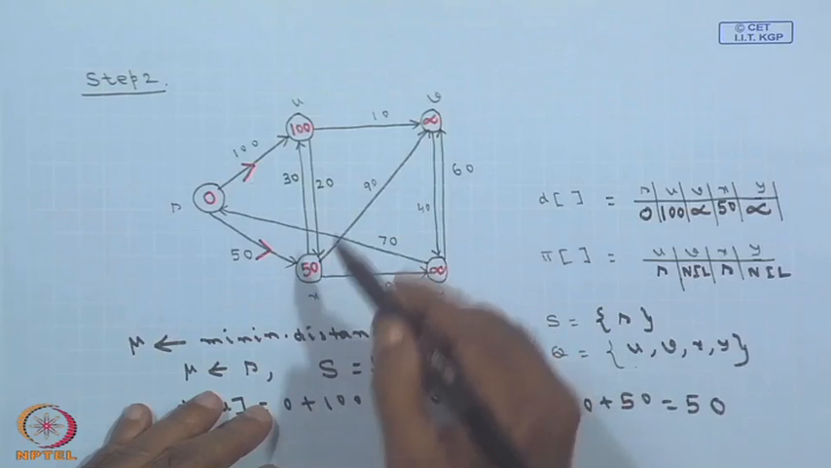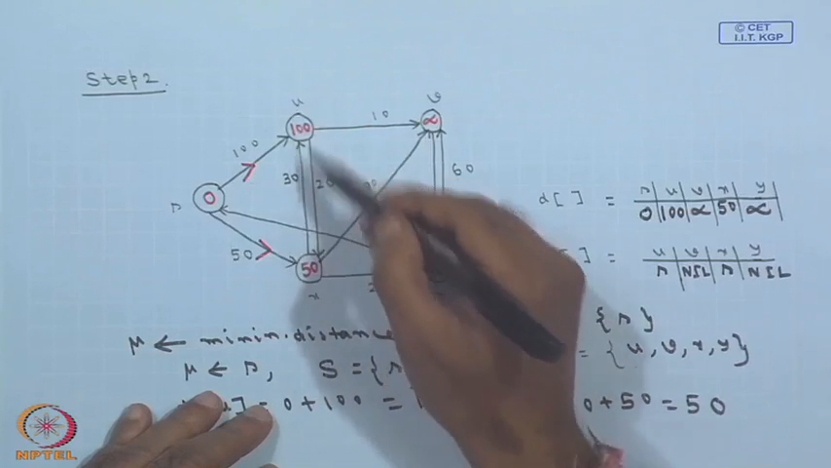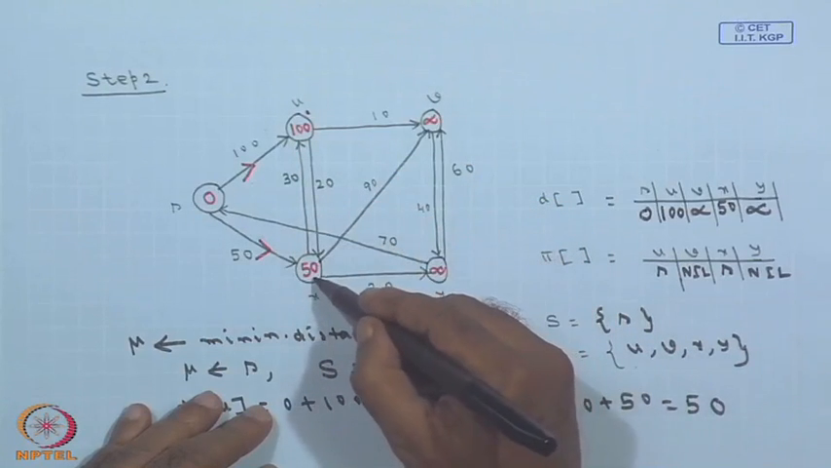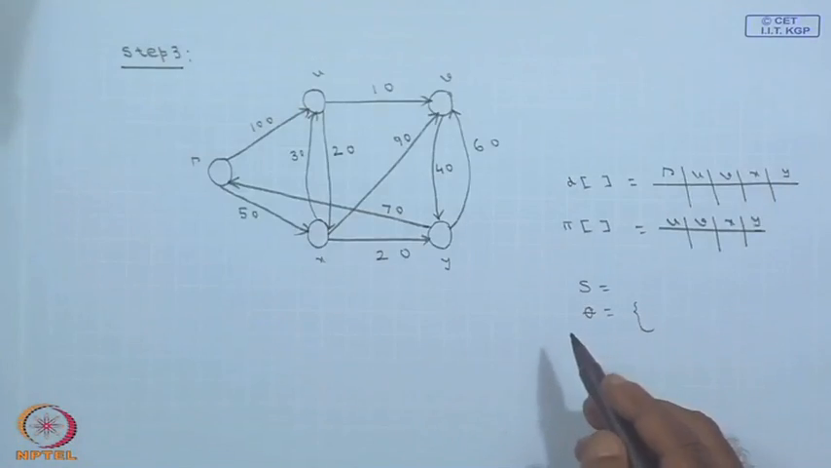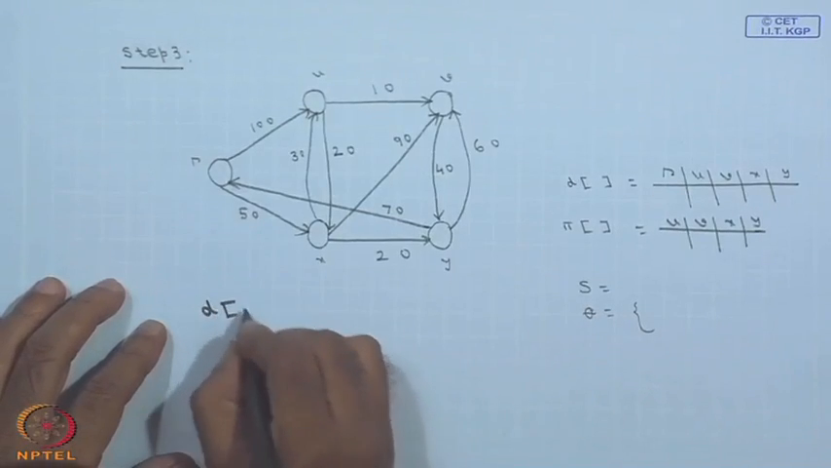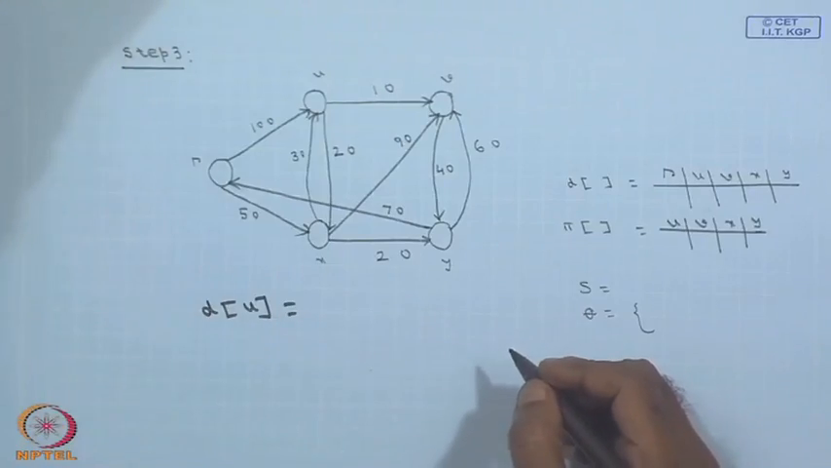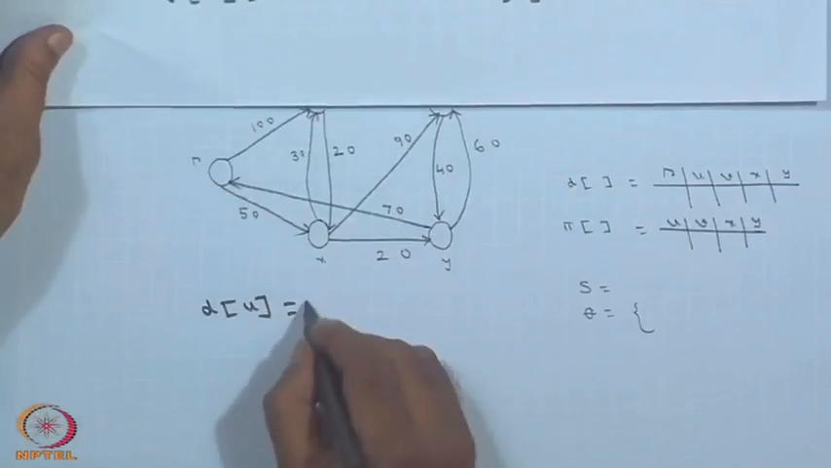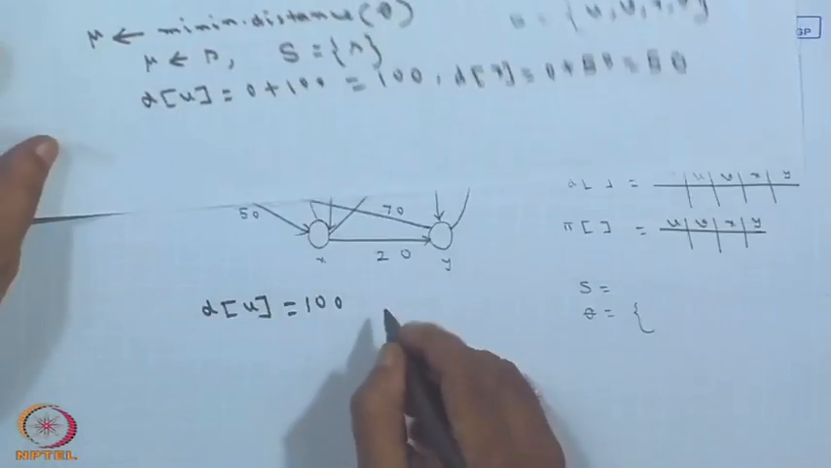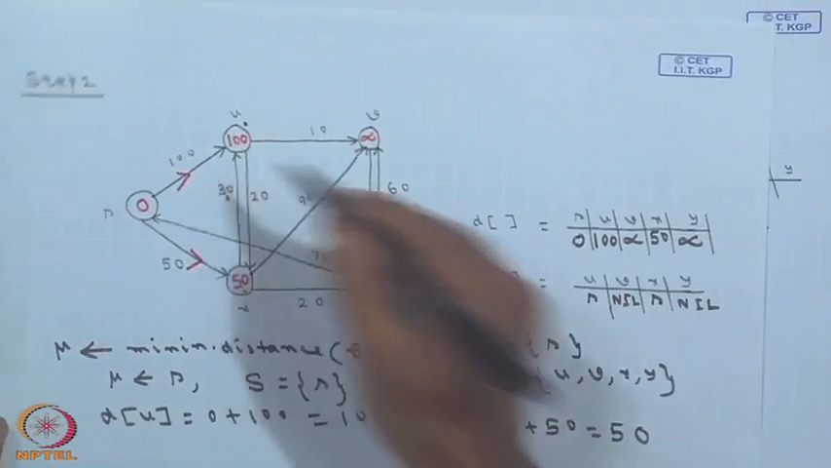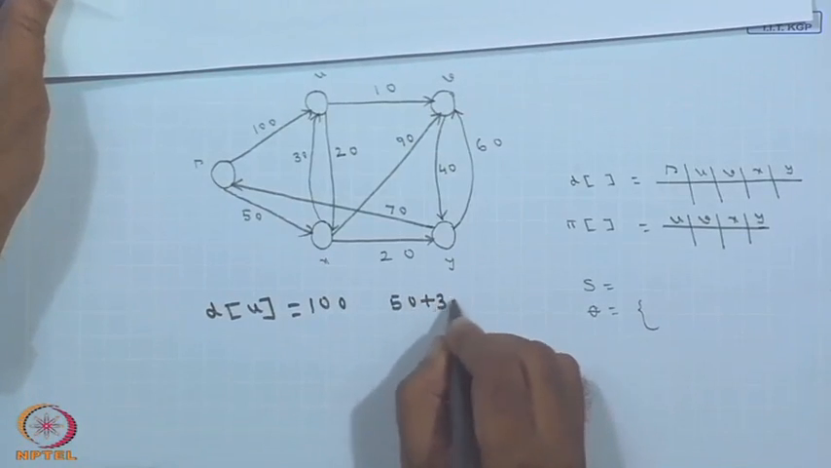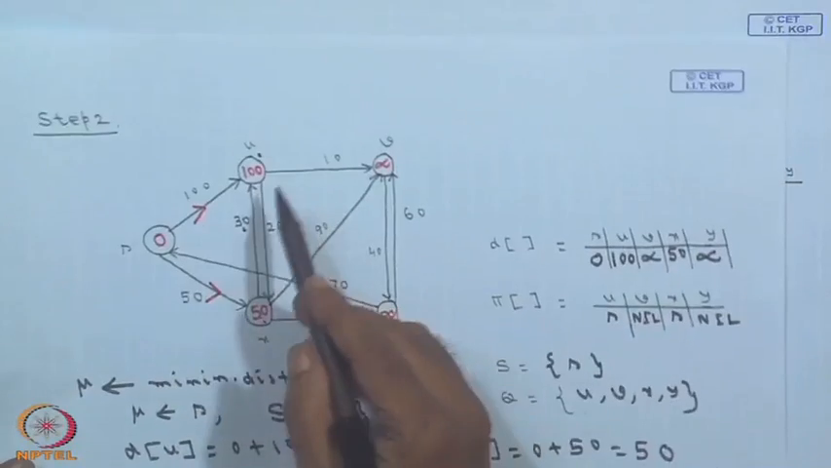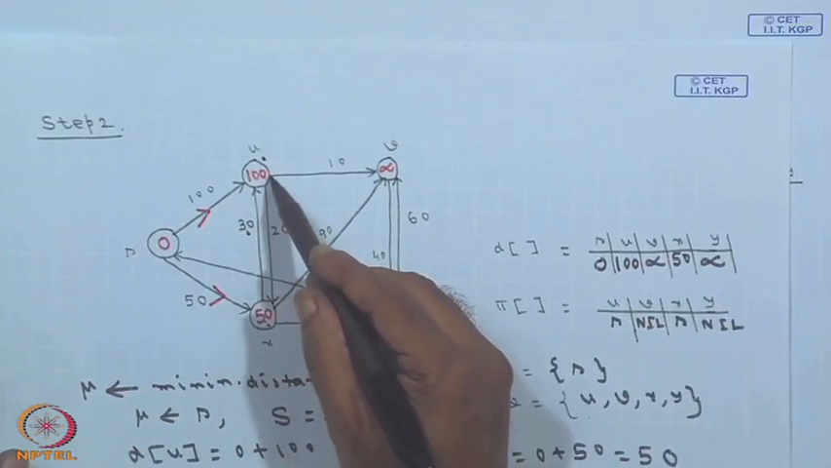What is the distance we have to calculate now? The distance du, what will be du now? du will be the distance of the vertex x plus this weight. I am just showing one, you can calculate the rest afterwards. du initially is 100, and what is the distance now? 50 plus 30, so 50 plus 30 equals 80. So, 100 is greater than this. Therefore, I have to update this du from 100 to 50 plus 30, that is 80.